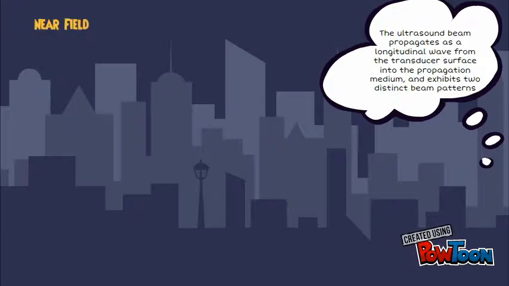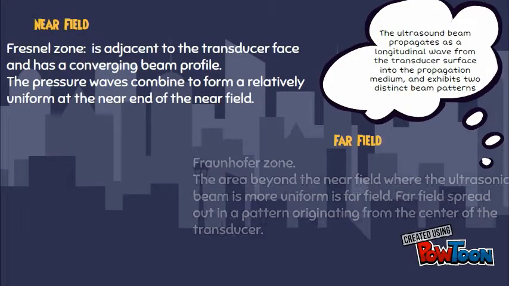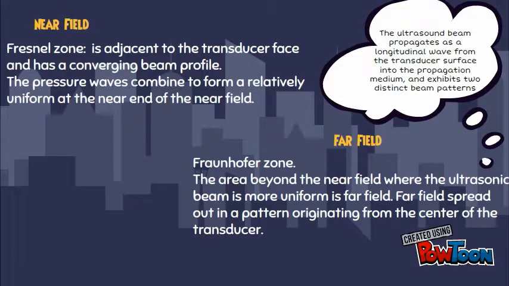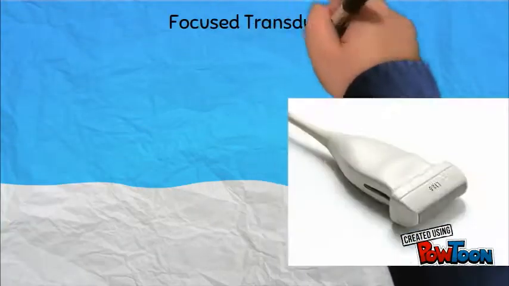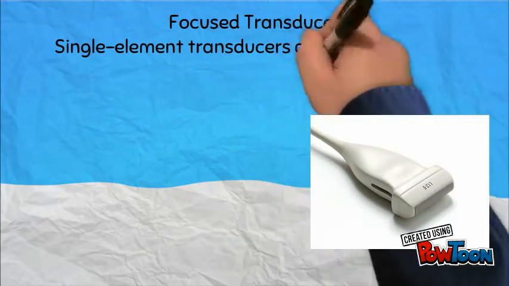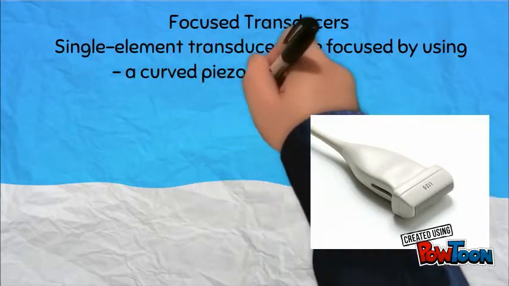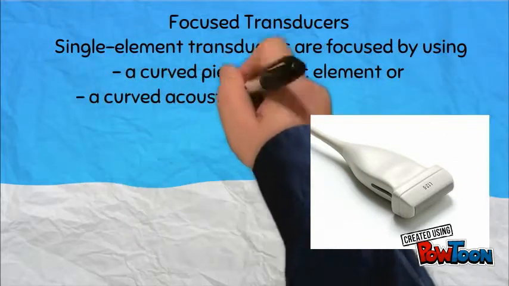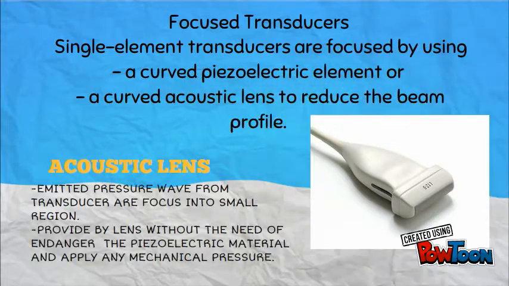The ultrasound beam propagates as a longitudinal wave from the transducer surface into the propagation medium and exhibits two distinct beam patterns, which are near field and far field. Single-element transducers are focused by using a curved piezoelectric element or a curved acoustic lens to reduce the beam profile. With an acoustic lens, emitted pressure waves from the transducer are focused into a small region by the lens, without the need to change the energy of the piezoelectric material or apply any mechanical pressure.